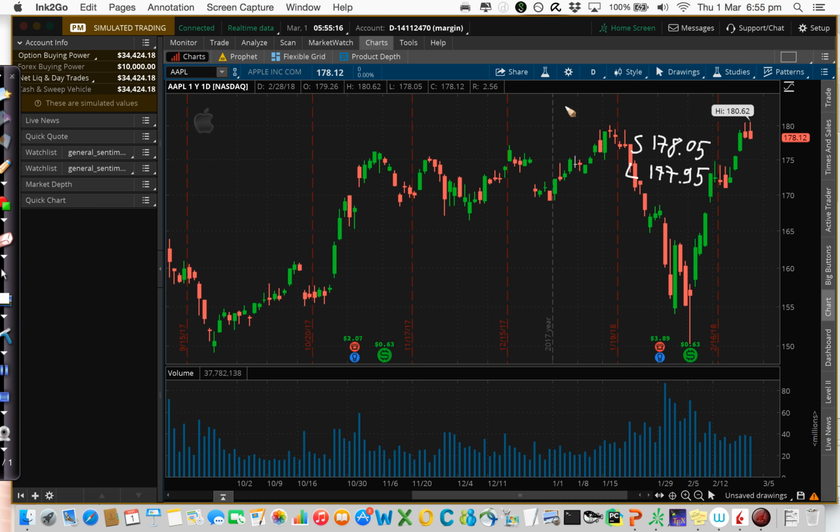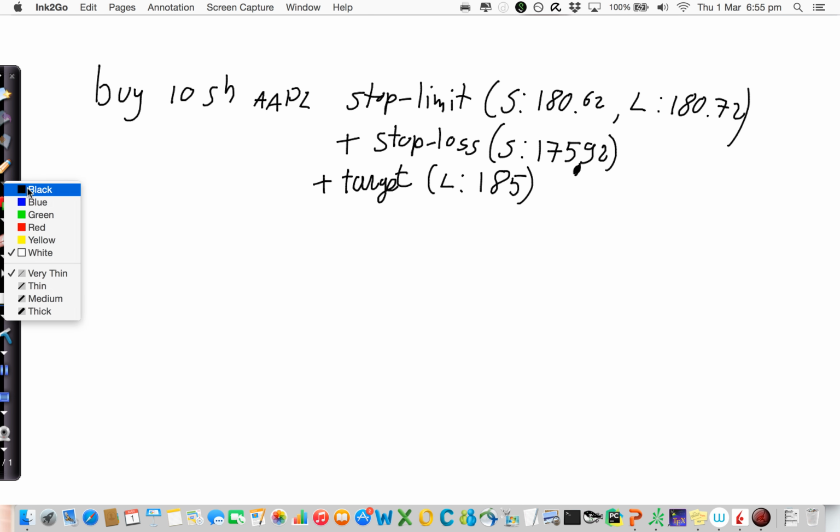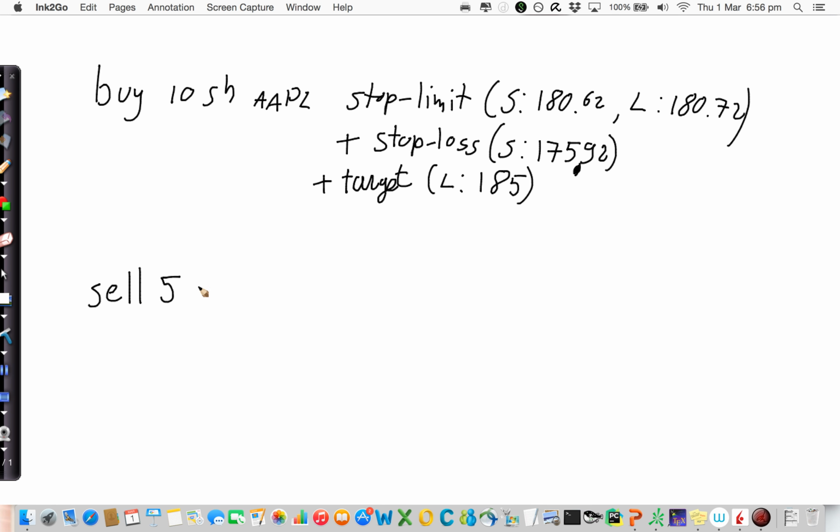Stop loss, let's say that we want to put the stop loss at 180.11, just a number. And this, remember, will be a buy order. And the target profit will be maybe, I don't know, 171.5, something like that. Okay, so let's write this here, and this time we want to sell, let's say 5 shares of Apple.